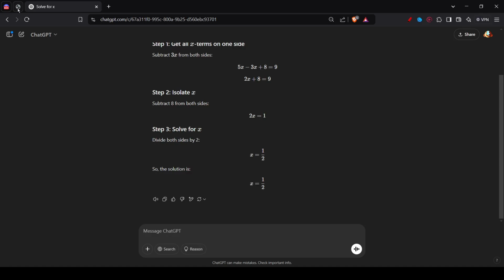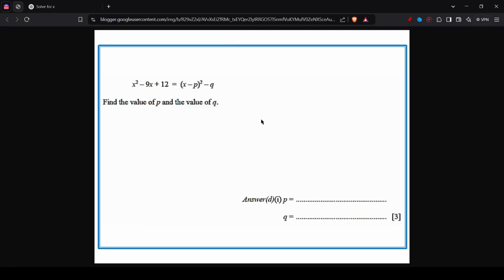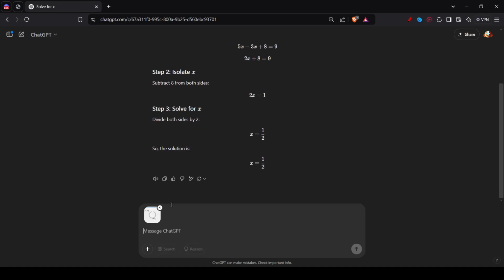What you can do is you can go straight to the question. You can snip it out of the book or wherever you're doing it. Take a picture of it basically, and get the image copied in your clipboard. Now you can just straight up paste the image into ChatGPT. What this does is ChatGPT analyzes the image and solves the question. Now you just ask it to solve it, and it solves it for you.